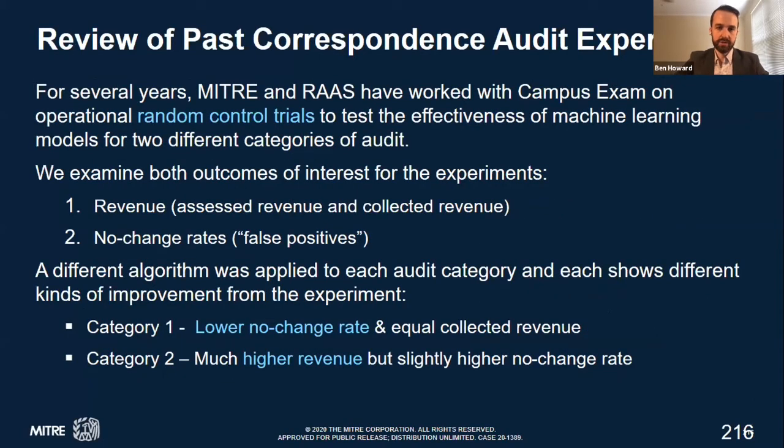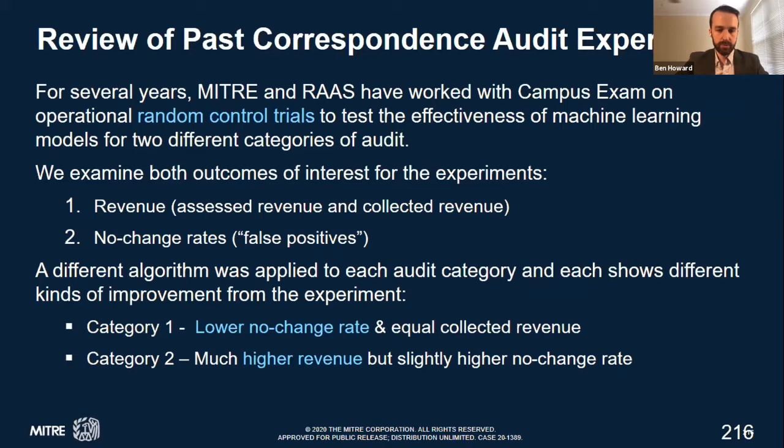So for several years, MITRE and RAS have worked with campus exam to test the effectiveness of machine learning models in random control trials, whereby the candidate population is split into two, and the machine learning algorithm is allowed to freely select from one half, and the status quo method is freely allowed to select from the other half. Namely, we focus on two different categories of audit, which I'll refer to as category 1 and 2.